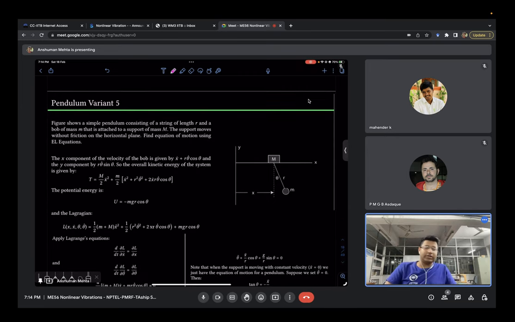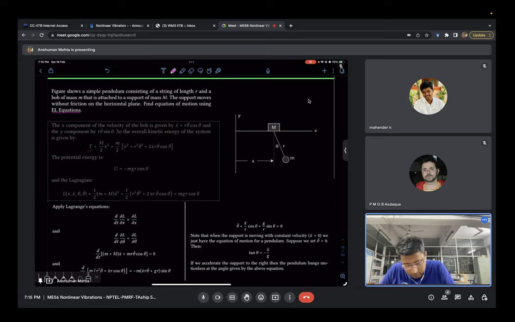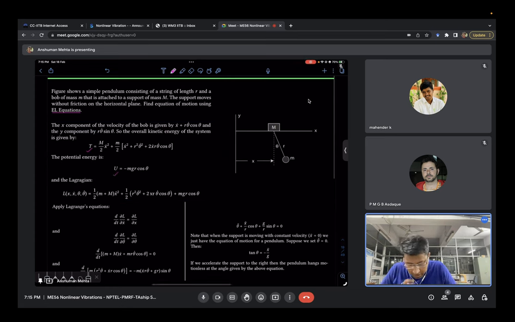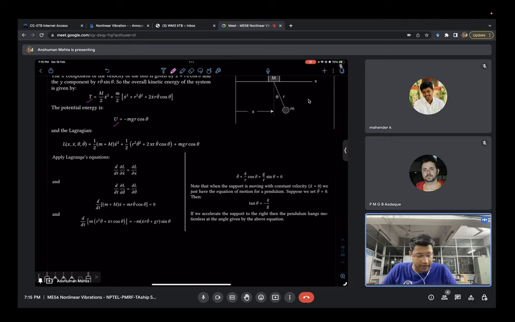Now let's take a look at one more problem in which the figure shows a simple pendulum consisting of a string of length r and a bob of mass m that is attached to a support of mass capital M. The support moves without friction on the horizontal plane. Find the equation of motion using the EL equation. So it's the same as the previous one. We'll find T, then we'll find U, then we find the Lagrangian, and we will use the Lagrange equation to find the equation of motion.